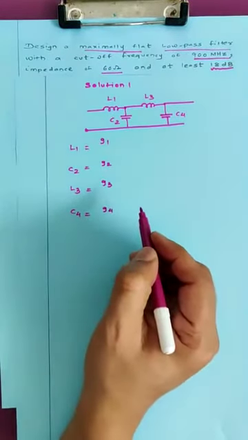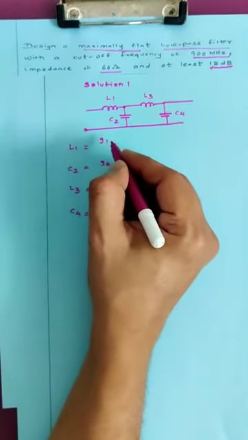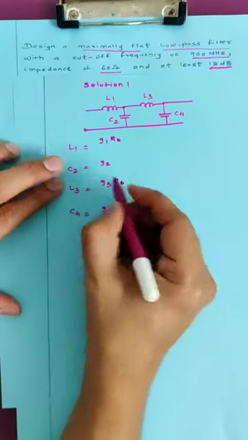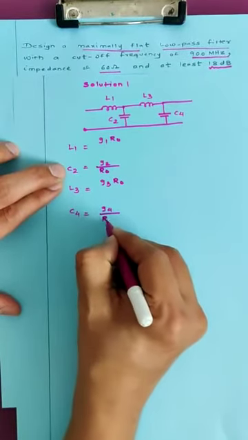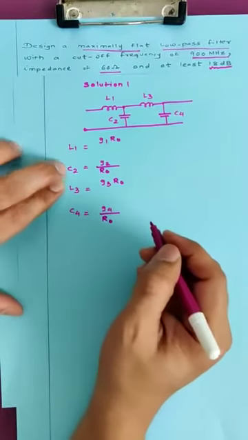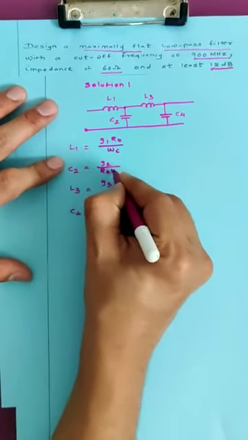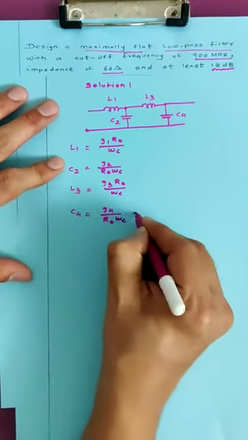Now we have to apply the impedance scaling. For inductor it will be multiplication by R0 and for capacitor it will be division by R0. Now we have to go for frequency scaling. So for all the component values it will be division by omega c.